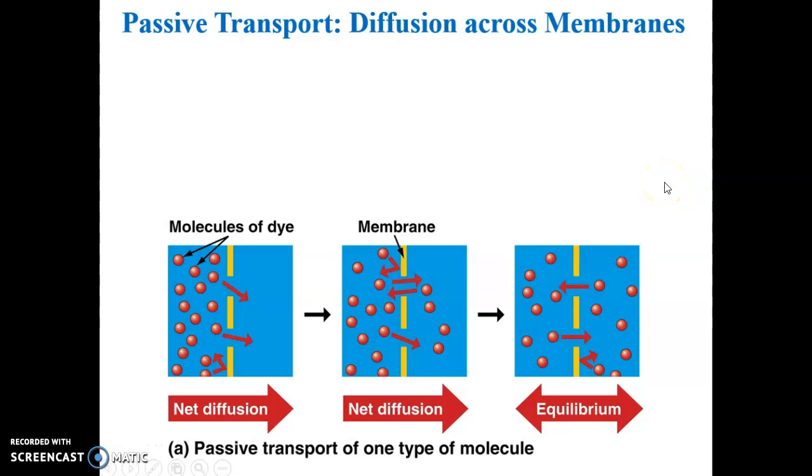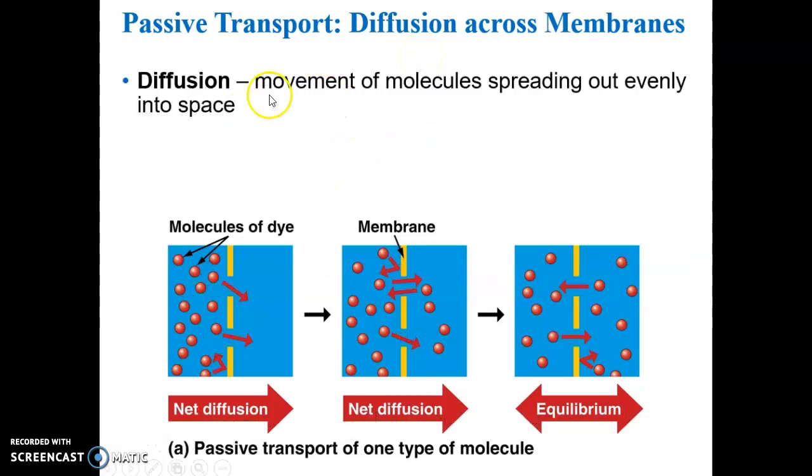So let's look at passive transport mechanisms. One would be simple diffusion across a membrane. Diffusion is the movement of molecules or substances spreading out evenly into space. For example, here the yellow line indicates a membrane, and it's semi-permeable, meaning certain things can get across, like these little red molecules.